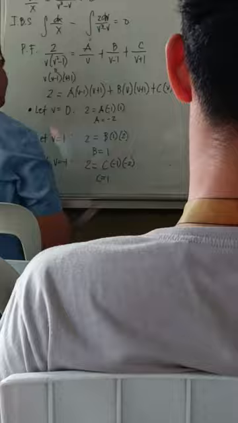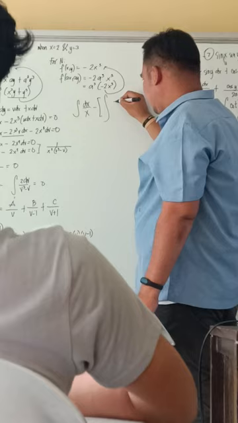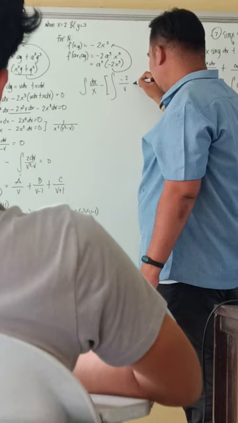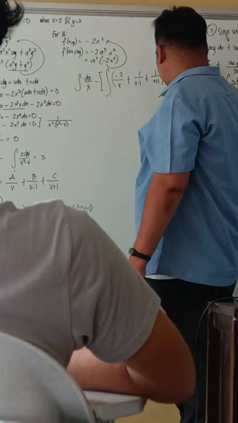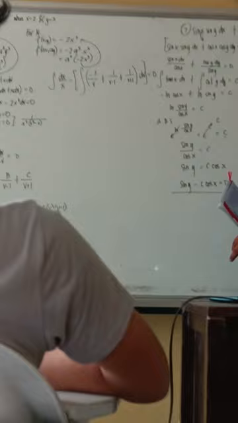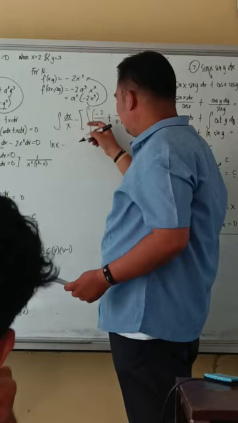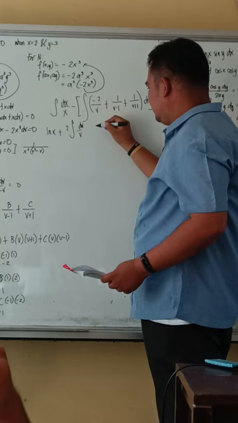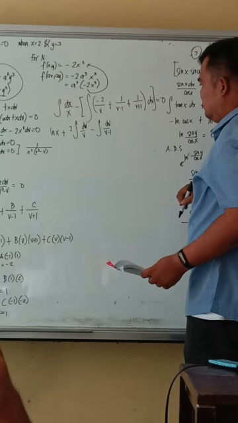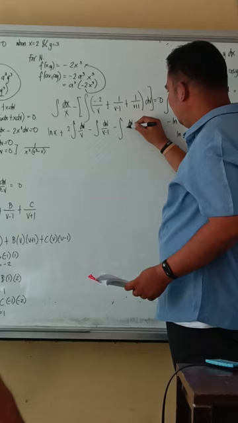Integral of negative 2 over v plus 1 over v minus 1 plus 1 over v plus 1 dv is equal to 0. So, plus 2 integral of dv over v is equal to negative integral of dv over v minus 1 minus integral of dv over v plus 1 is equal to c.